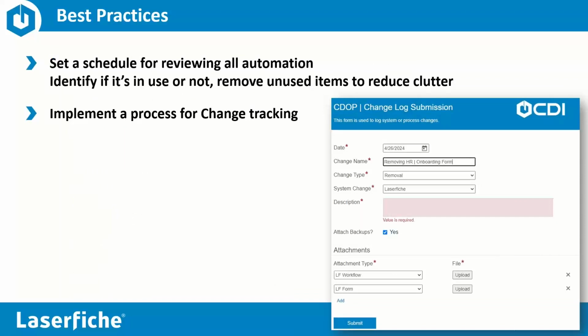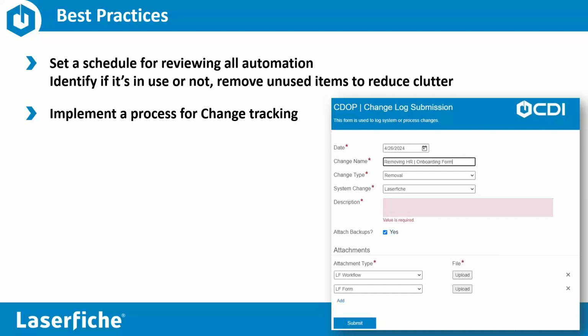And then the last couple best practices I have for you today is to set a schedule for reviewing the automation that's been configured within your system and identify whether it's in use or not, and then remove the unused items. This is really great for managing change in your organization. Like if HR says, hey, I want this process, but they never use it, you can reevaluate with them and say, hey, we built this process a year ago, you used it twice. What do we need to change to make this a lot easier for you so that everybody's really getting the maximum out of your Laserfiche system?